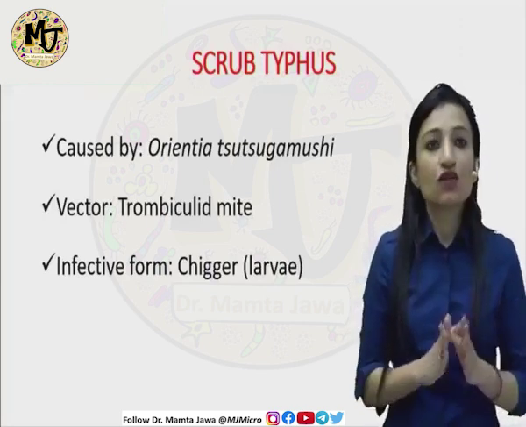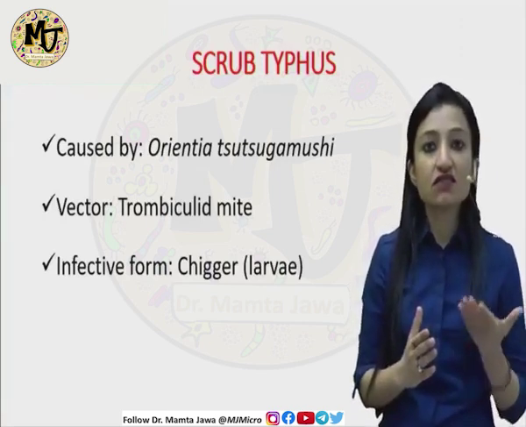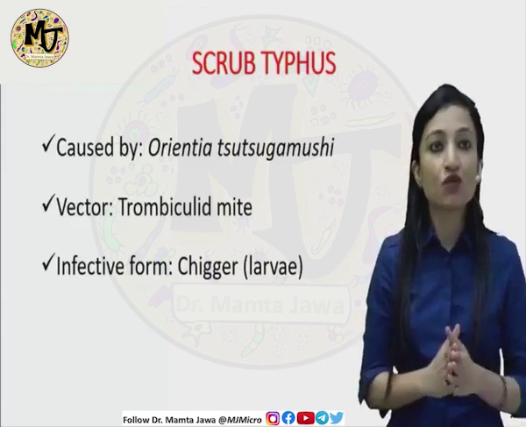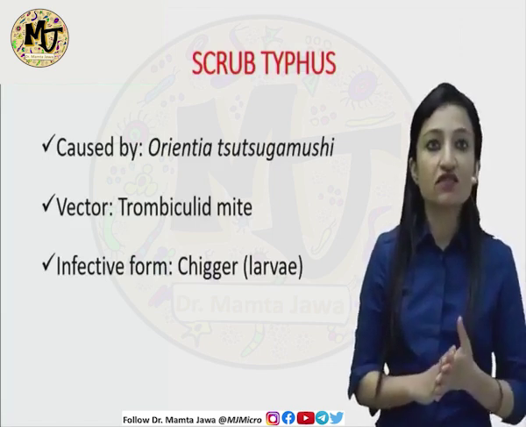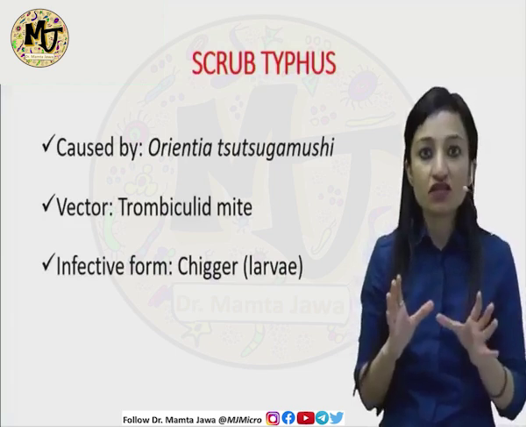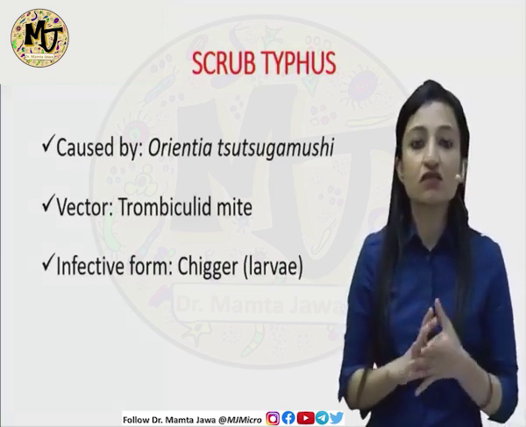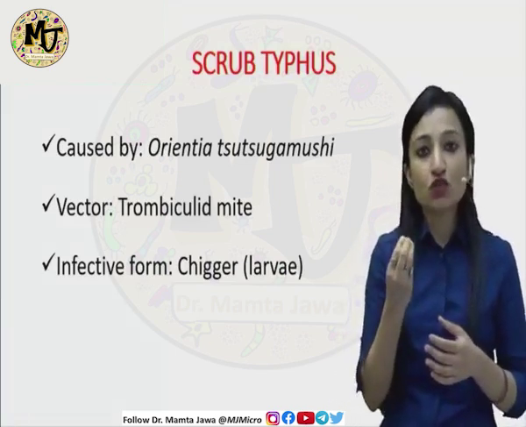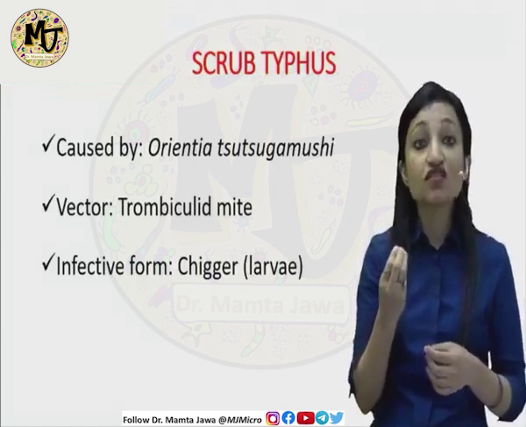Okay, so like most of the rickettsial diseases, this disease also is vector borne. And who is the vector? The vector is the trombiculid mite, but this vector per se is not the villain or the culprit. Who is the villain actually? The villains actually are the larval stages called chiggers.